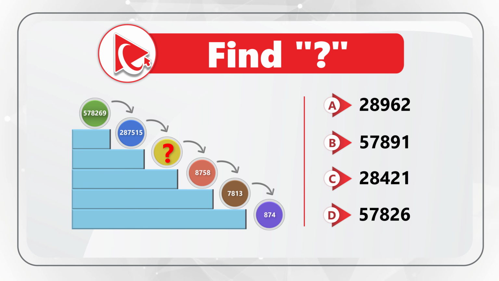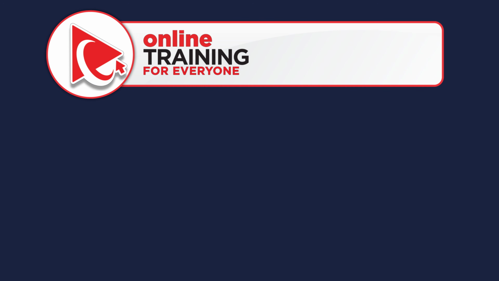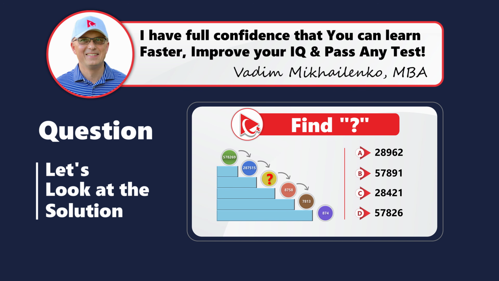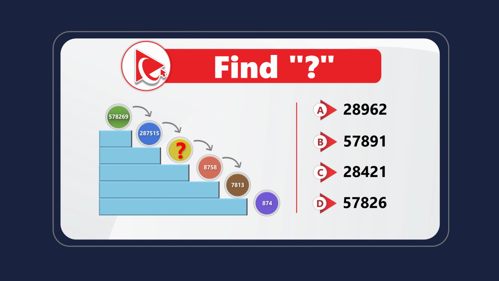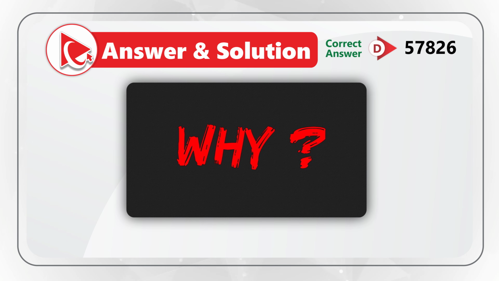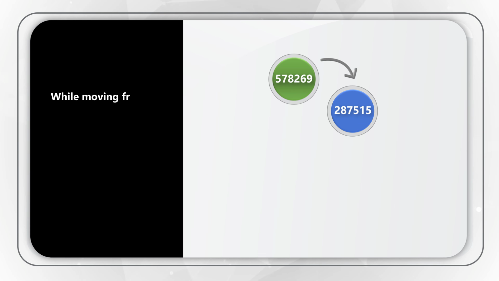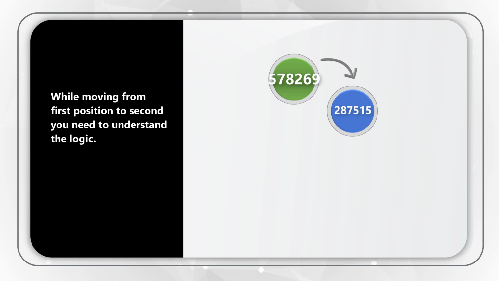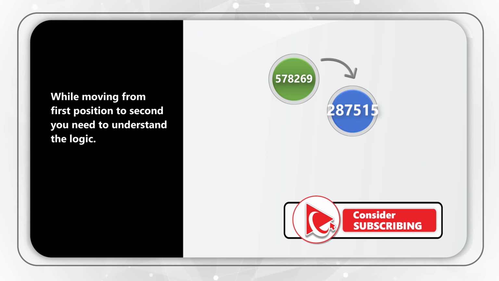Take a close look to see if you can complete the calculations. And on my side, I am moving forward to share with you my version of the solution. And obviously, if you have a better way to solve it, please make sure to post in comments. I believe the correct answer here is choice D, 57,826. To understand why, let's look at the pattern. As the ball rolls from the first position to the second, and we transform from digits 5, 7, 8, 2, 6, 9 to digits 2, 8, 7, 5, 1, 5, we need to understand the logic.